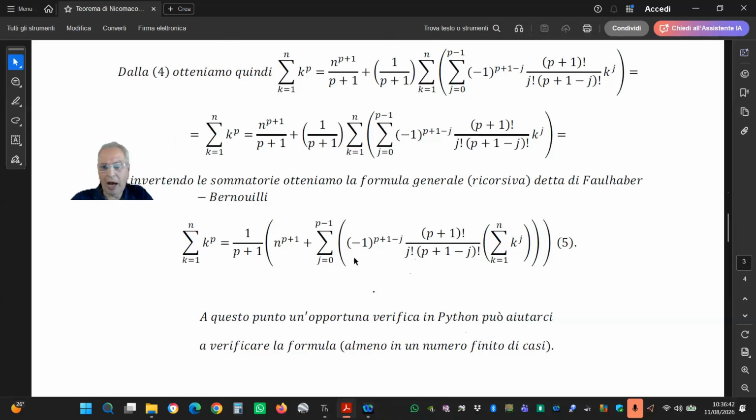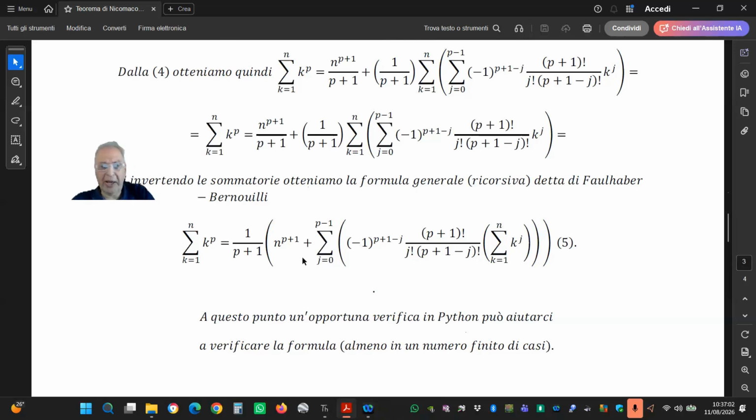You see that the sum of the powers depends on the sum of the previous powers and stops at p minus 1. For a computer scientist, this already gives the idea of using a recursive formula to calculate this value. Is that okay? And let's therefore make a small program.